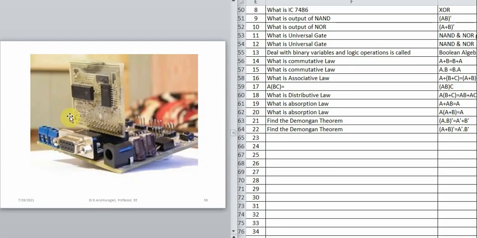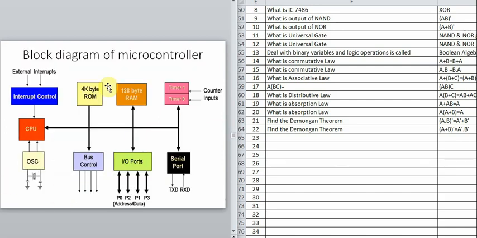Look at this one. There is a method to rewrite the programming. Next, we are going to discuss the block diagram: what blocks are there inside the microcontroller. And today we're going to stop over here.